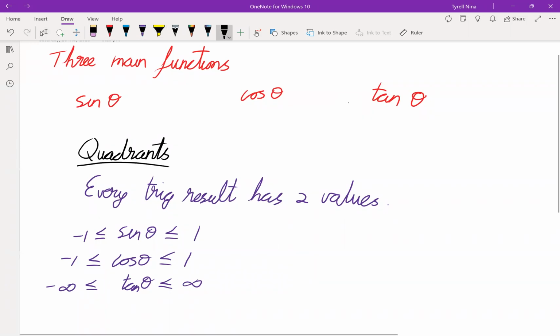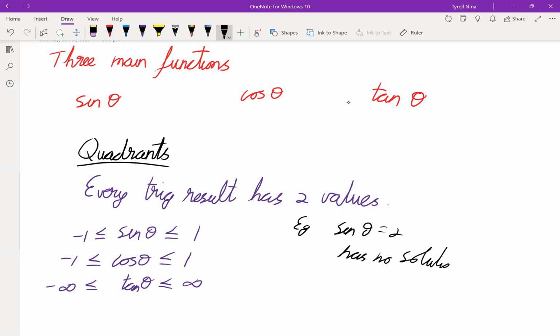Right? So for example, sine theta equals 2 has no solutions, right? Because it is not between 1 and -1. All right.